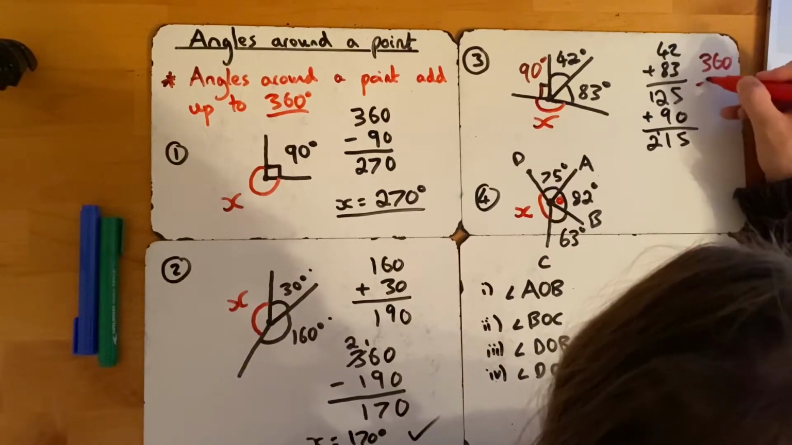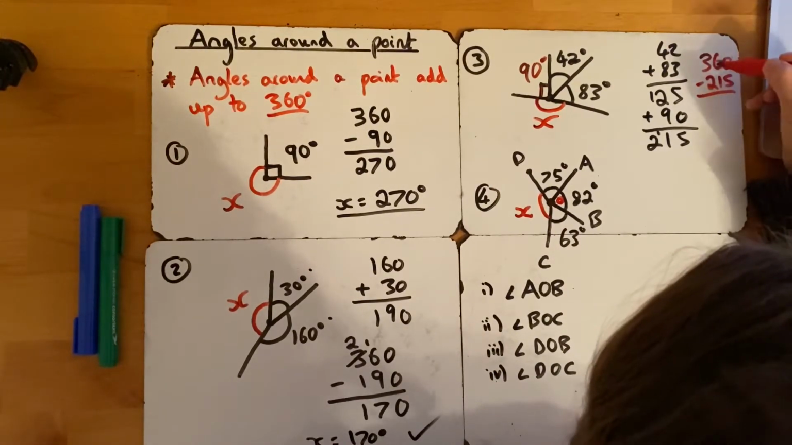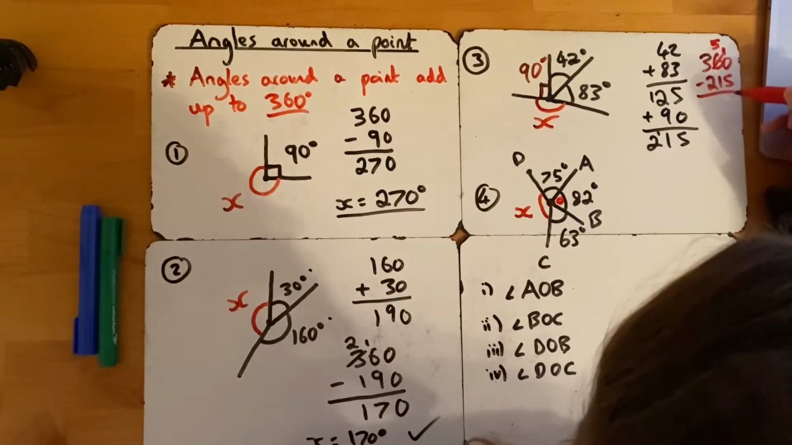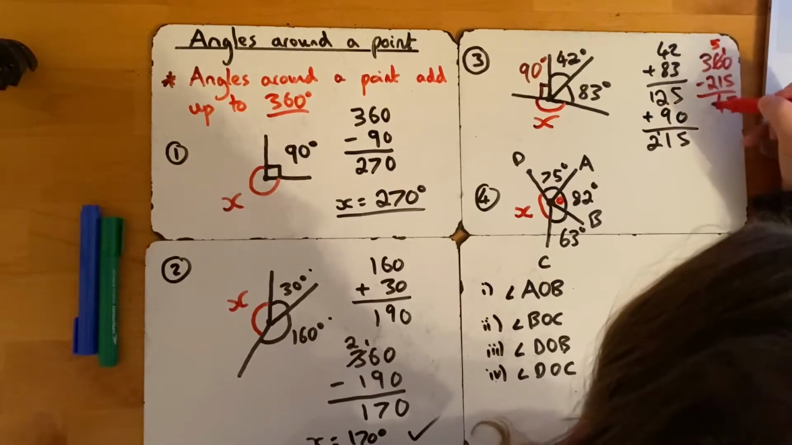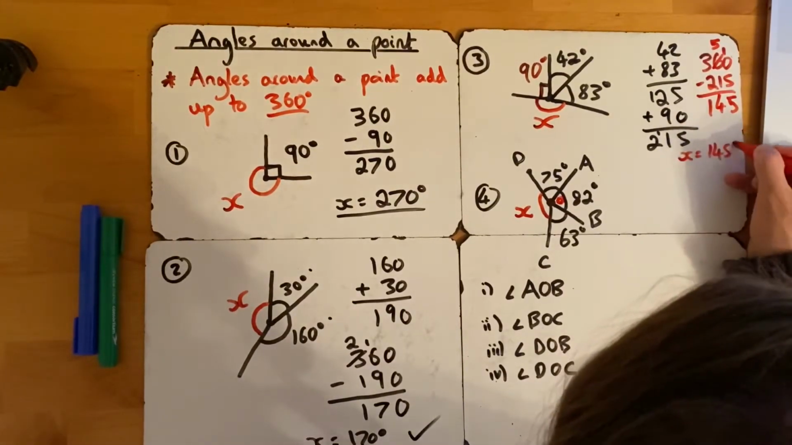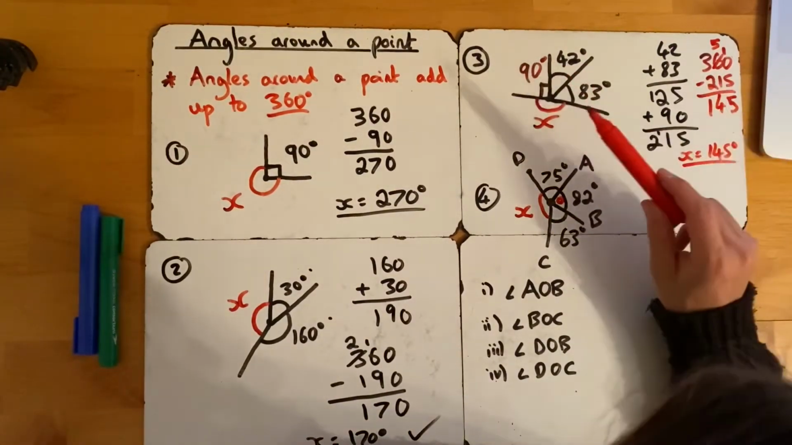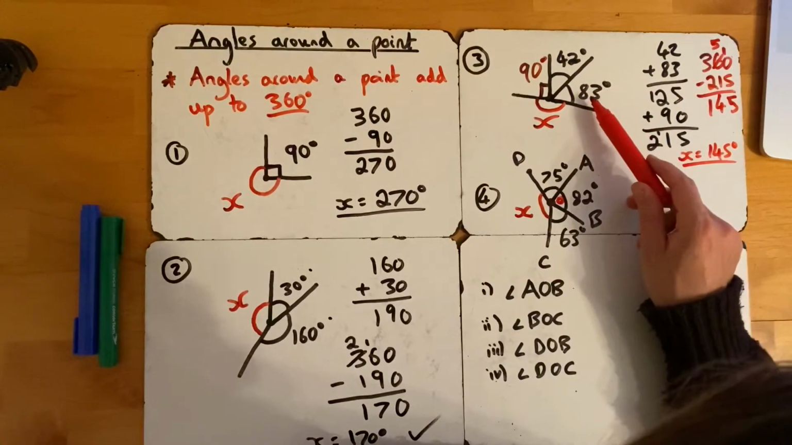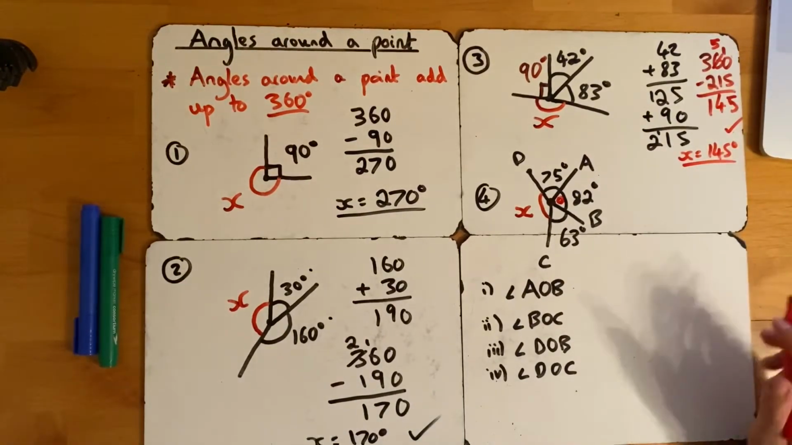360 minus 215. Well, can't do 0 take away 5. So you're going to borrow one from here. So this goes to a 5 and this is now 10. 10 take away 5 is 5. 5 take away 1 is 4. 3 take away 2 is 1. Okay, so your answer, x is 145 degrees. So let's double check. 90 plus 42, 132 plus 83, 215 plus 145 is 360. So yes, we got it right.